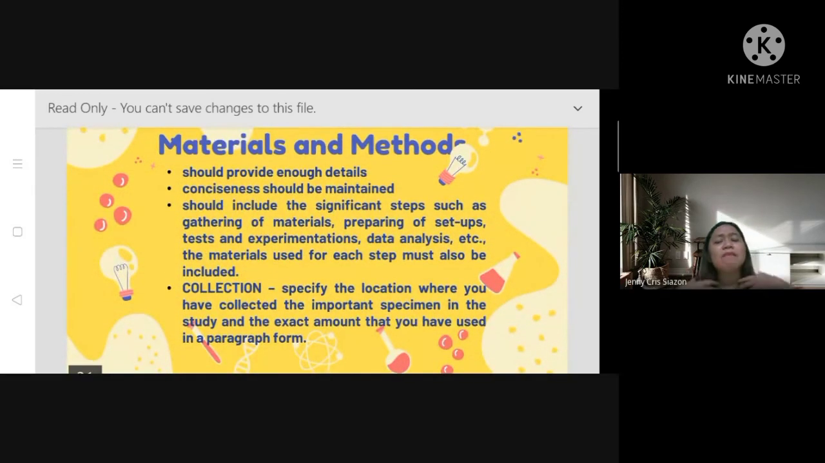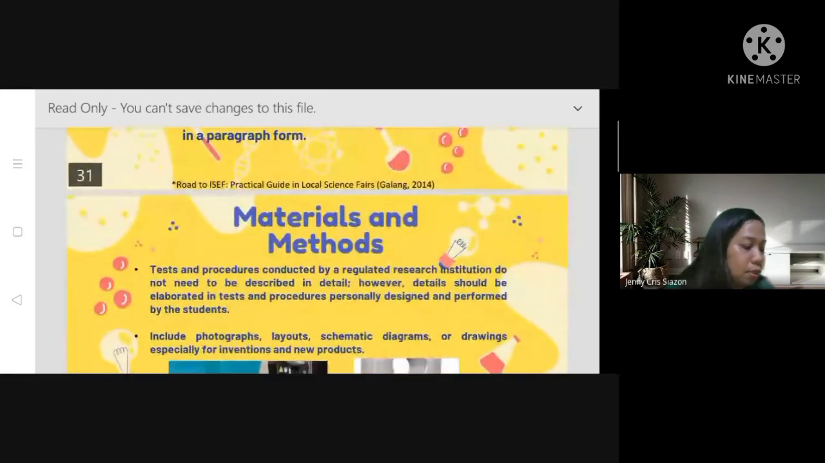Okay, materials and methods. So ito, medyo kailangan detalyado yung mention natin, no? Lahat ng mga kakailanganing materials. Very detailed to kasi kailangan natin repeatable ang experiment. So kailangan detalyado talaga. You should include all the significant steps in gathering of materials, preparing of setup, test and experiments, data analysis, and the materials used for each step must also be included.